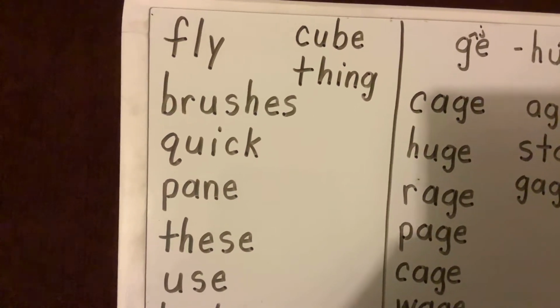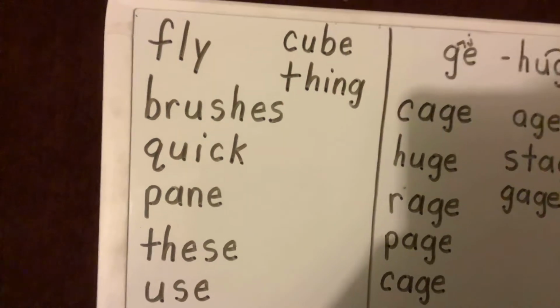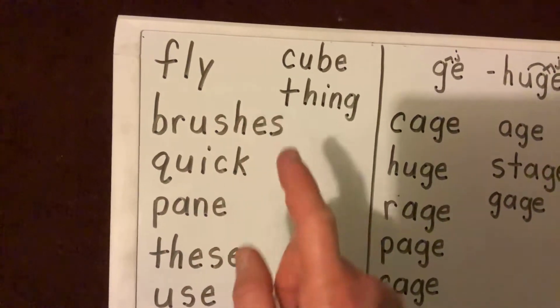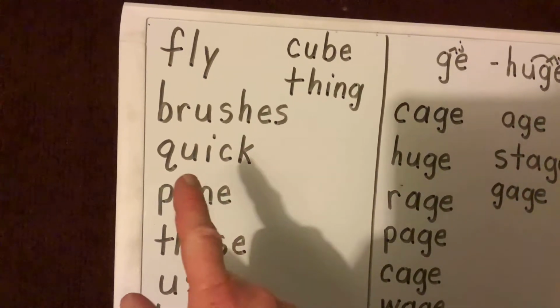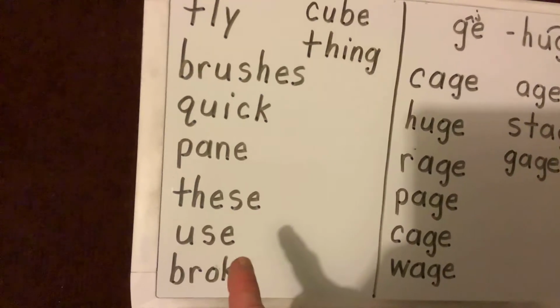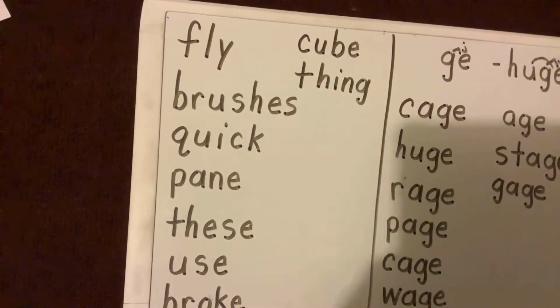How about read these one more time? If you like your ice cream in a cone, not a dish, an ice cream cone with the crunchy part. Here we go. Fly, brushes, quick, pane, these, use, broke, cube, thing.